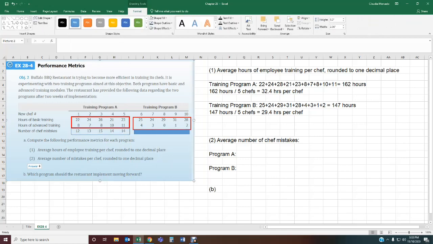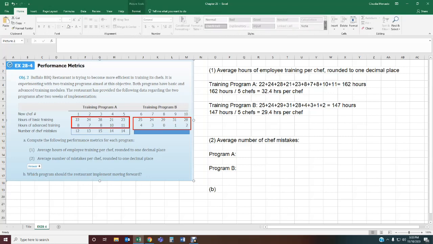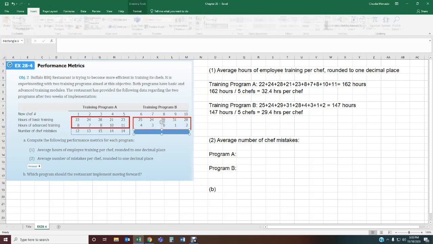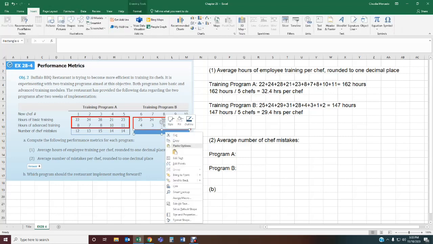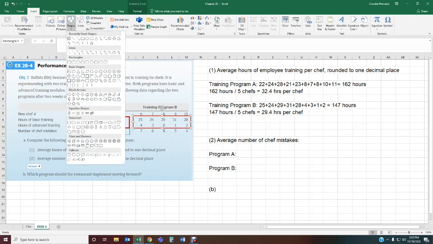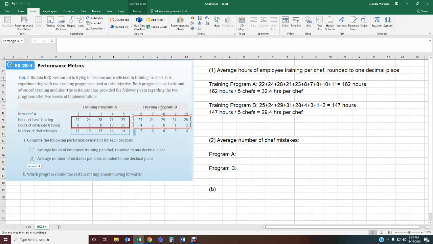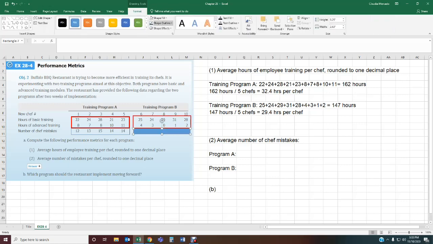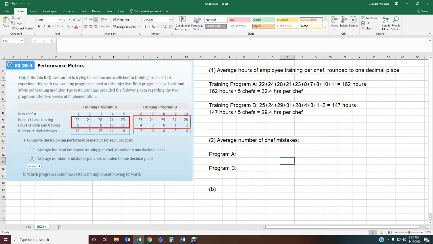So we have to focus on what's happening here. Okay, give me a second here. Insert shapes, and I'm going to insert it here. No fill. Here we go. So we're looking at the number of chef mistakes for program A.